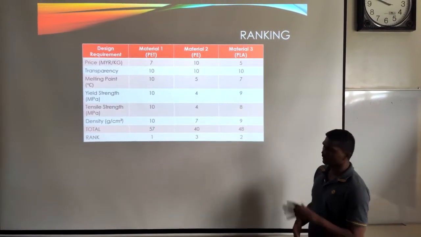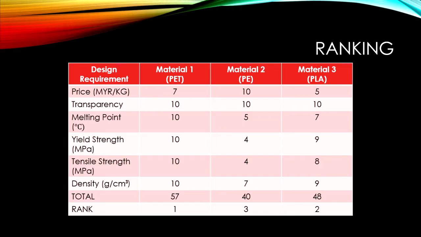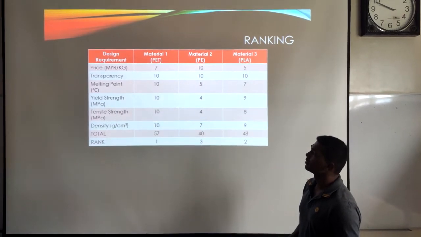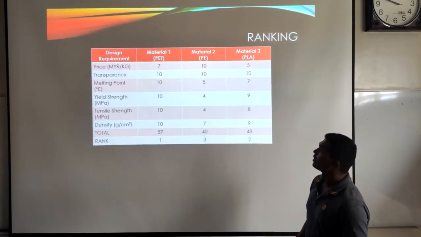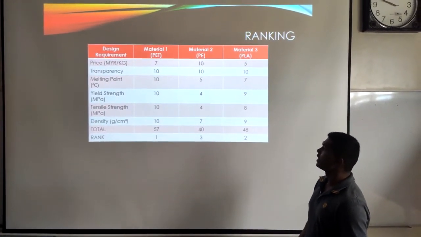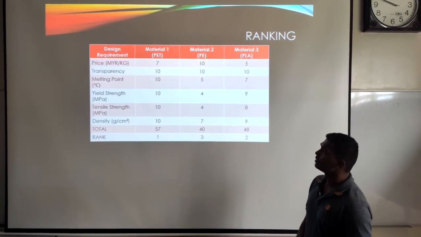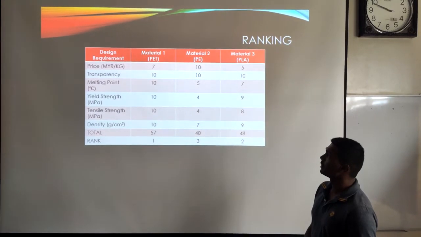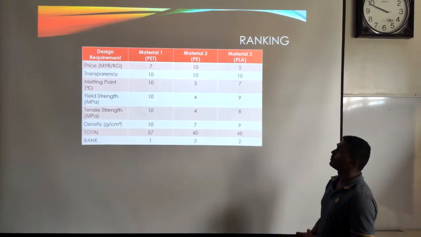So after we have done the metric selection, we will go through the process of ranking. So based on the ranking process, we have found out the material for PET having the price value of 7, whereas the PE having 10 and PLA having 5. Next is the transparency. PET scored 10 for transparency, PE 10 and PLA 10.